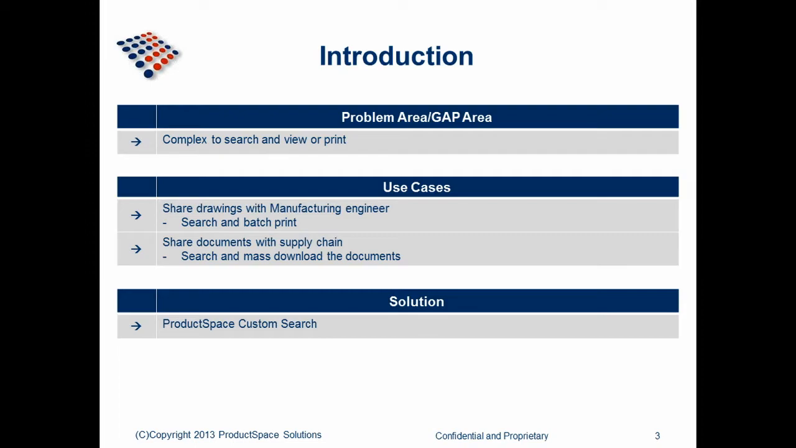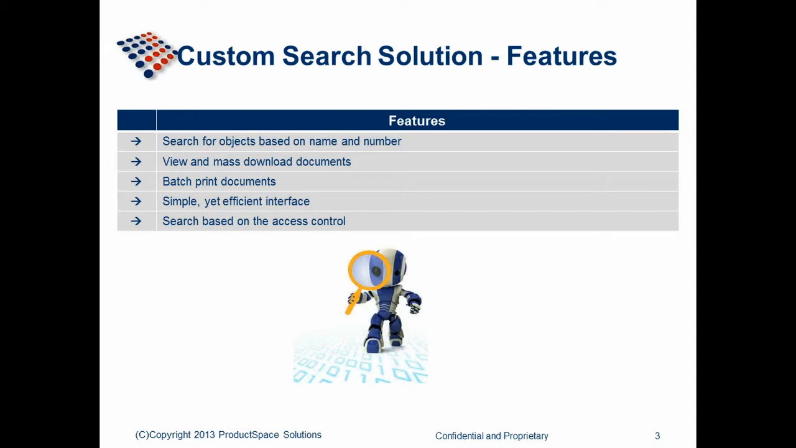Now we're going to take a look at some of the features that we have, and then we'll look at what Space looks like. First off, the search has the ability to look for objects within Windchill based on the name and number, very similar to the accurate functionality of Windchill. Again, it's a much easier interface for them to look at as well.